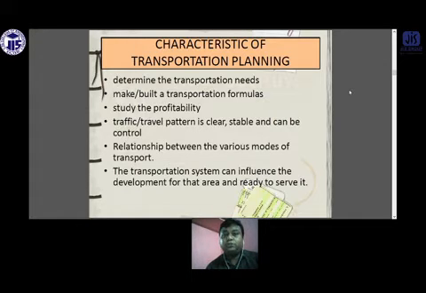Next, to fulfill the needs, what formula do we need to follow, and what pattern do we need to follow to make a relation between the need and its fulfillment. And finally, it influences the development. If we can provide for the need, it will definitely develop the transportation system of that particular area.